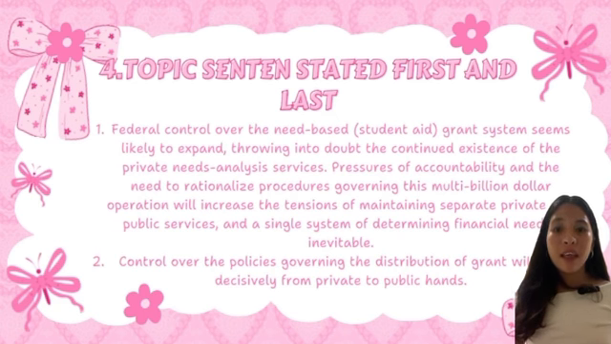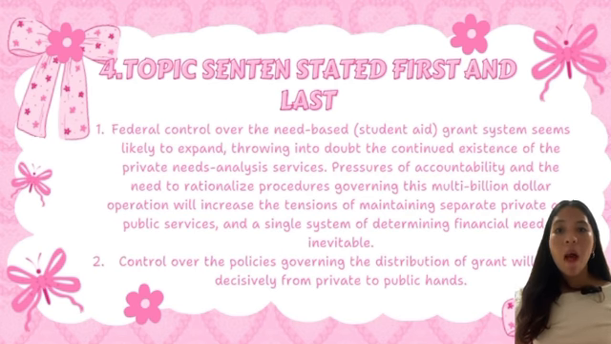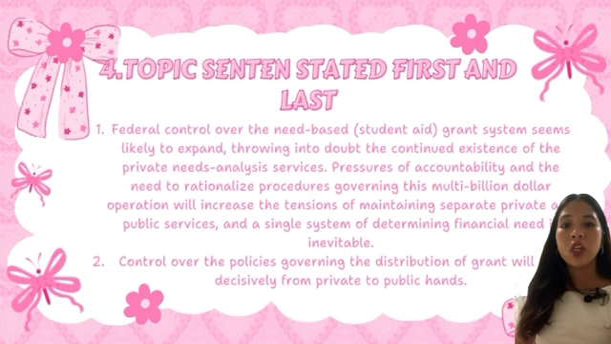Fourth is topic sentence stated first and last. First, federal control over need-based student aid. A grant system seems likely to expand, giving rise to the continued existence of private needs analysis services. Pressures of accountability and the need to rationalize procedures governing this multi-billion-dollar operation will increase the tensions of maintaining separate private and public services, and a single system of determining financial need is inevitable. Second is control over the politics governing the distribution of grants will shift decisively from private to public hands.